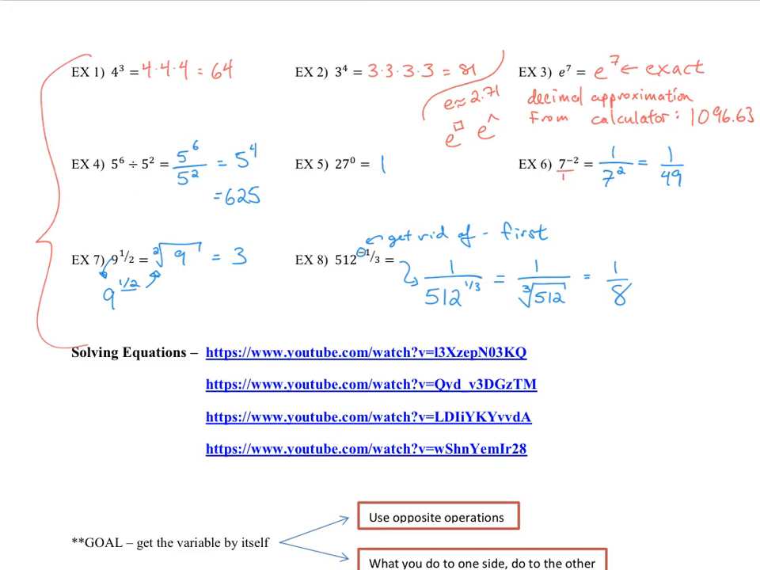No problem. The last example here, example 8, 512 raised to the negative 1/3 power. You want to get rid of that negative first. So the negative, again, pushes it down into the other side of the fraction. So we will have 1 over 512 to the 1/3 power. Then we can take care of the fractional exponent. 3, the denominator, is what goes into the root. So this is 1 over the cube root, or the 3rd root, of 512. And the 3rd root of 512 is 8.